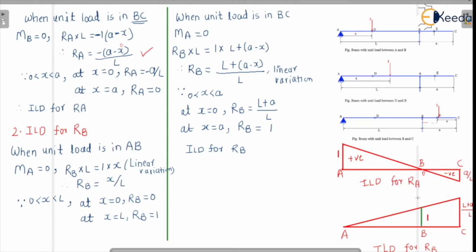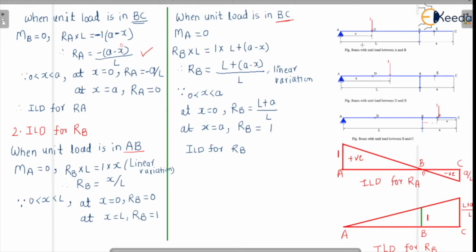Okay. Now let us see the influence line diagram for RB. Now support reaction RB. Again we will consider the same way. First let us consider unit load in portion AB. So we are considering unit load in this portion and then we'll consider unit load in portion BC. Okay. So in this case, when we want ILD for RB, let us consider moment about A is 0.